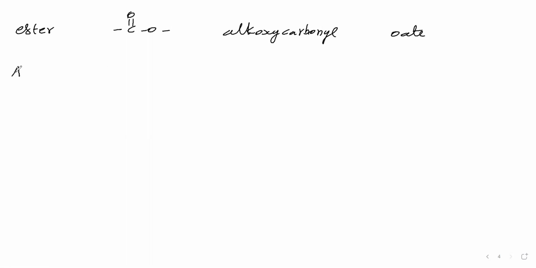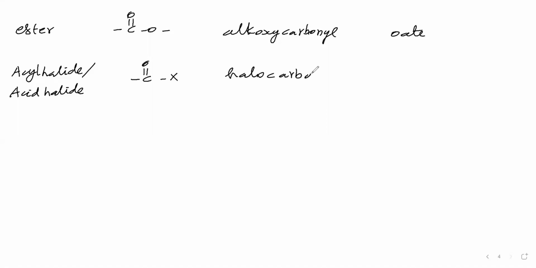Next we will take acyl halide or acid halide. This is C double bond O X, COX. X is called F, Cl, Br, I, like this. It is called acyl halide or acid halide. Prefix is halocarbonyl. Suffix is oyl halide.